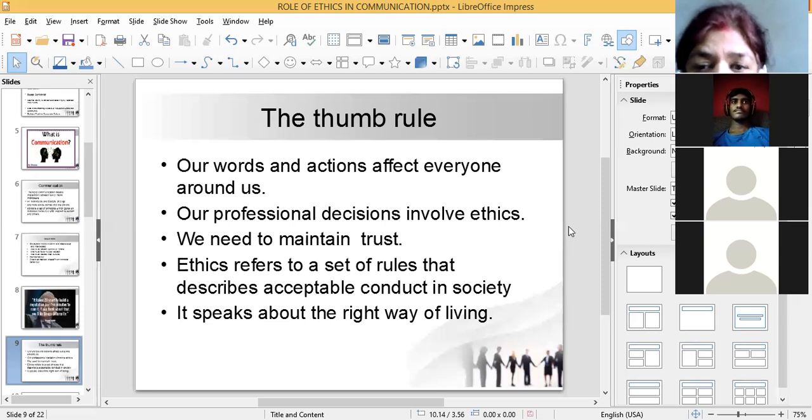What decisions you have to take involve ethics, and we need to maintain trust. All this is done only by the thumb rule. Ethics refers to a set of rules that describes acceptable conduct in society. Something which is acceptable, something which you should be doing in society. It speaks about the right way of living. So ethics also speaks about the right way of living.